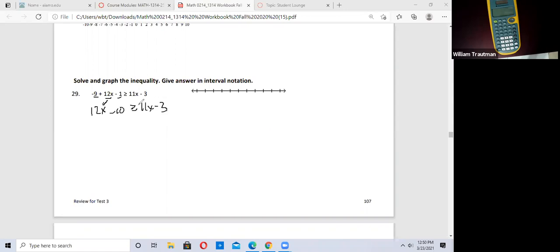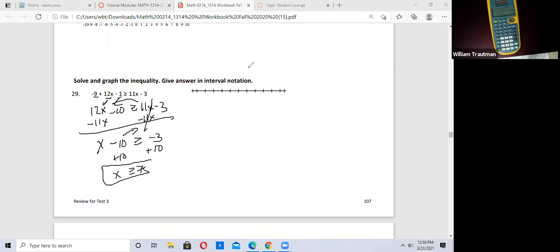I'm going to get all the x's to one side. So I'm going to bring the 11x to this side by subtracting 11x, subtracting 11x. And 12x minus 11x is 1x or just x. Take the -10 to the other side by adding 10, and x is greater than or equal to 7. So you find 7 on here, x is greater than or equal to 7. Interval notation is 7, and it goes to the right to positive infinity. That's the answer in interval notation.